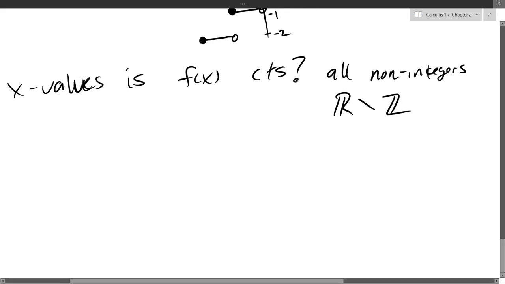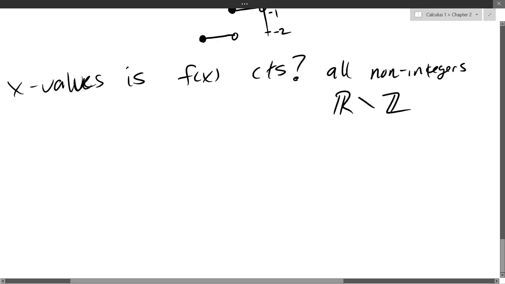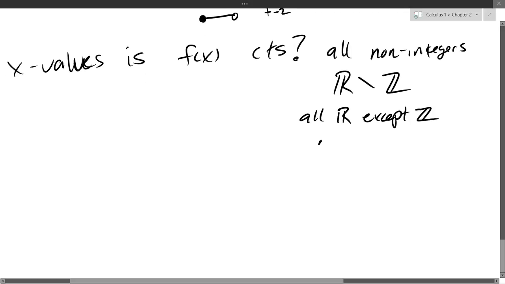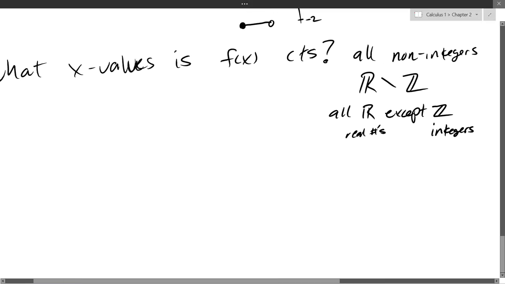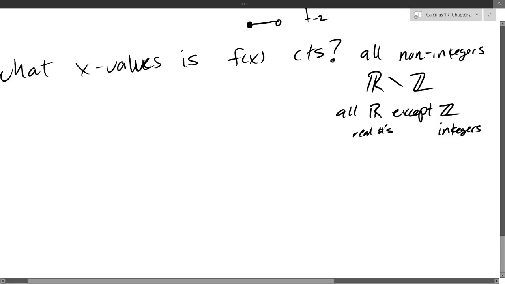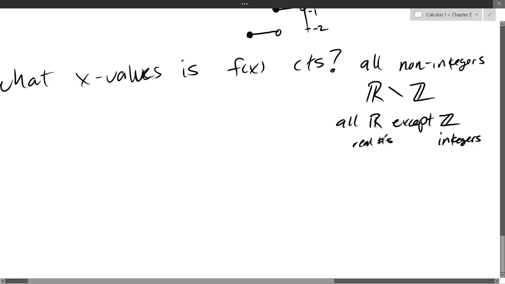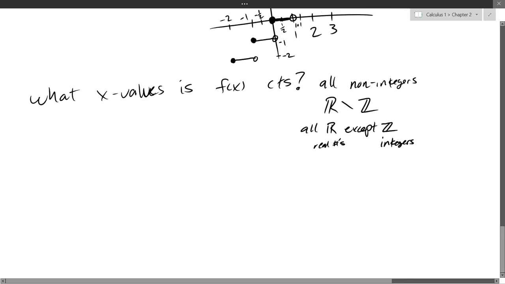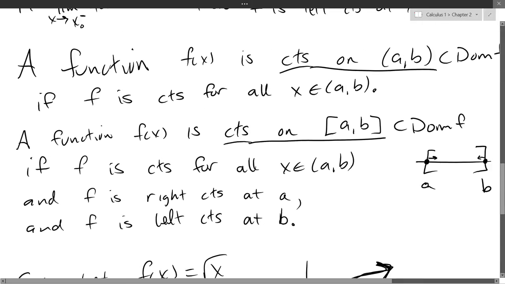So if you want to write that out, you could say, this says all real numbers, this sort of sideways minus sign means except. All real numbers except integers. So all real numbers except the integers. All right, so we got continuous at basically all non-integers. What about, and then we did left continuous first, I think. That was our first definition.